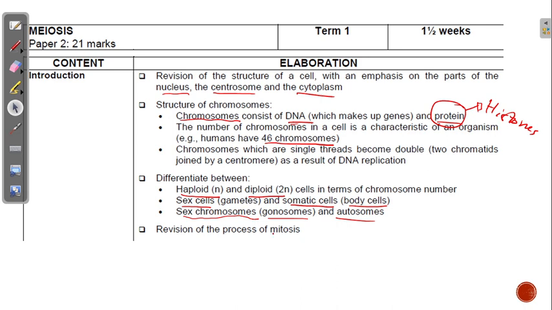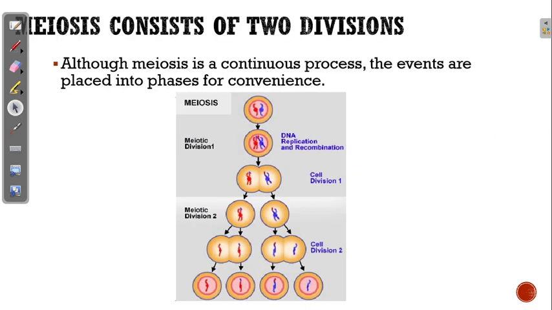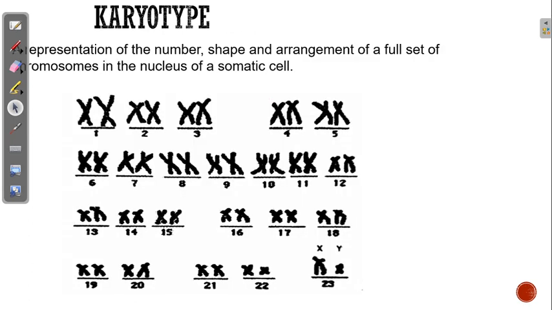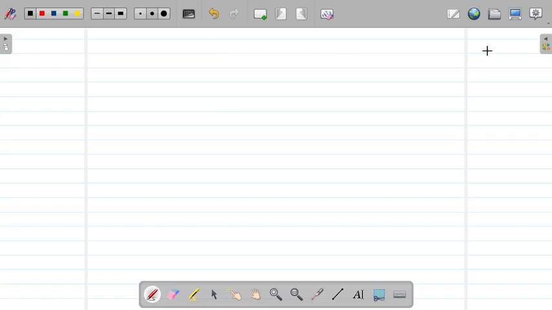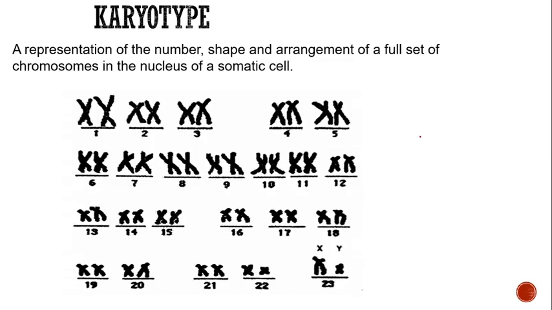Then revise mitosis. Now, meiosis is a continuous process, but in this case, we're going to divide it into two processes, right? That is meiosis 1 and meiosis 2. Everything will start at interphase, where DNA replication takes place. Also, you need to know what a karyotype is.